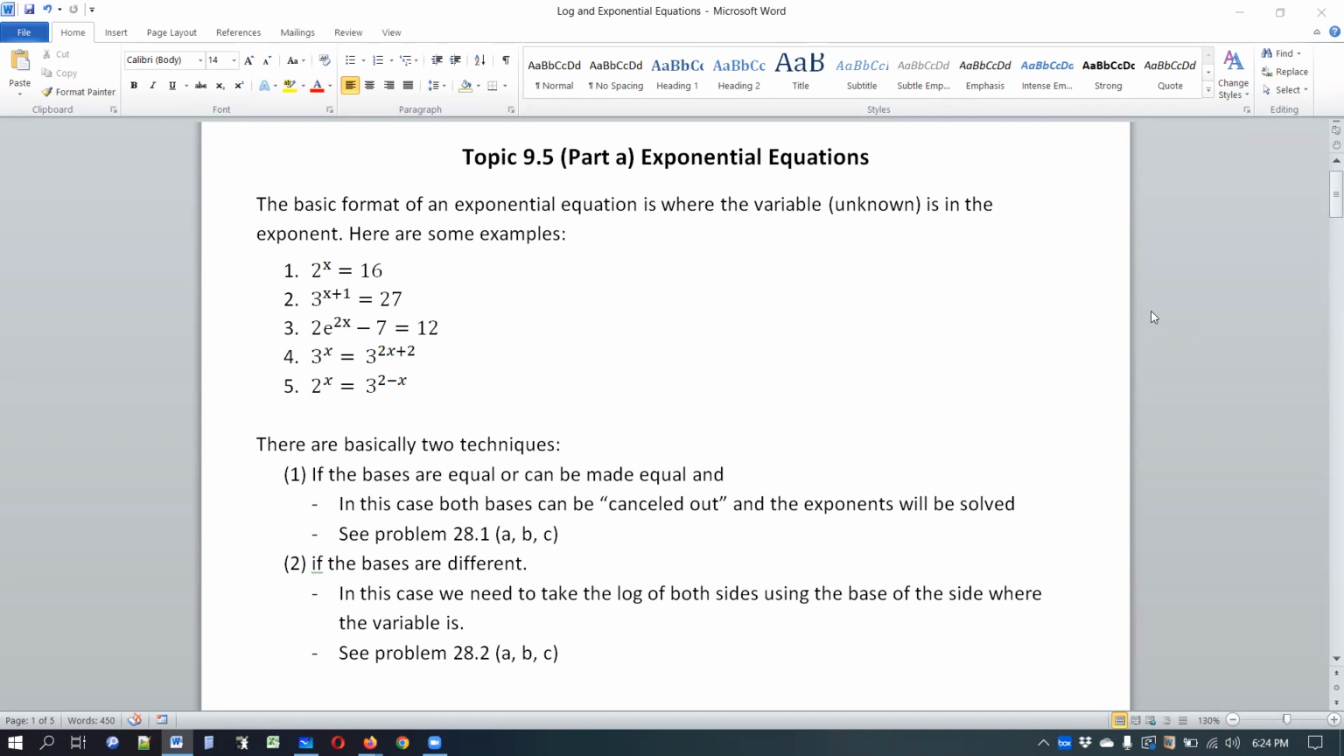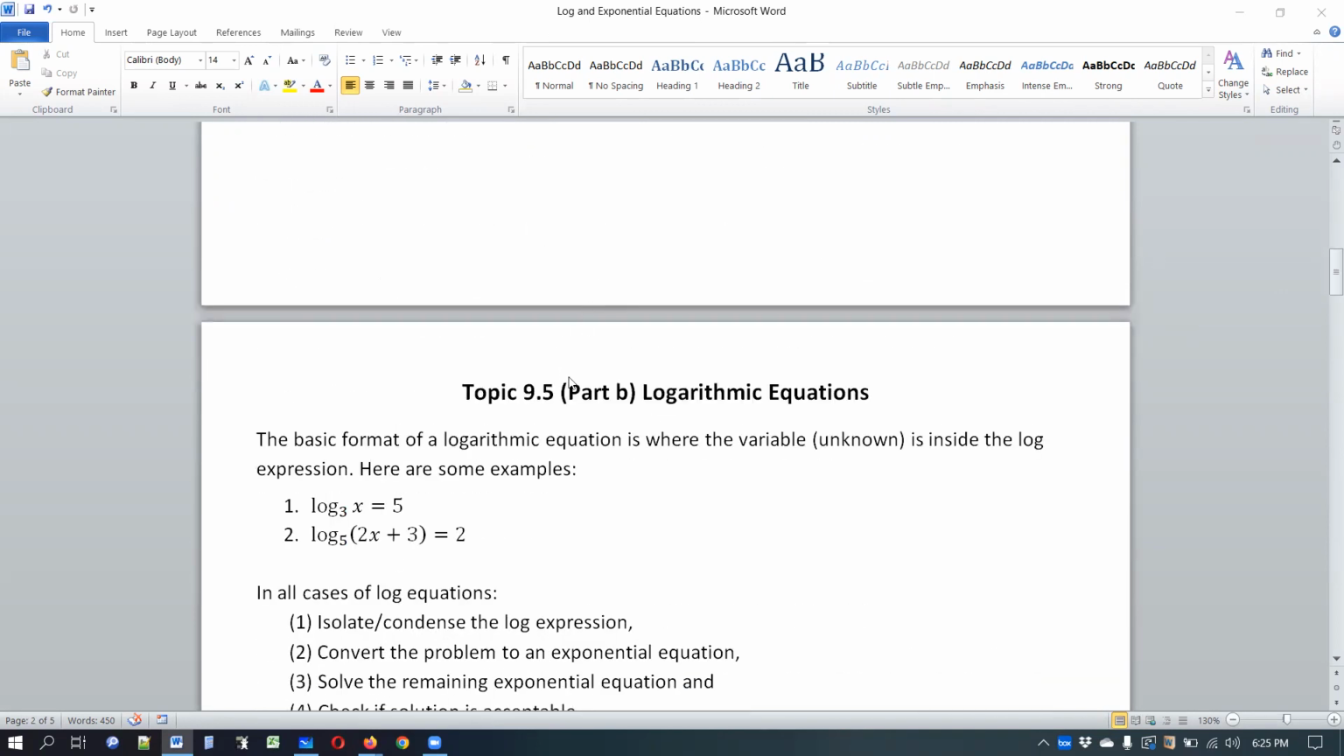This is topic 5 on our syllabus, and I decided to break it into two parts. In the first part, I am going to go over exponential equations. I called it part A. And in the next video, which I call part B, we're going to go over logarithmic equations.